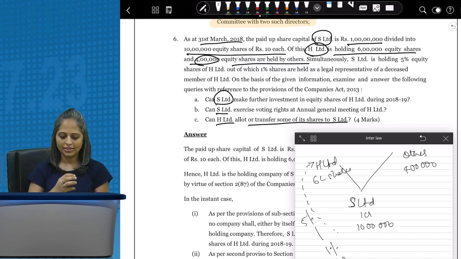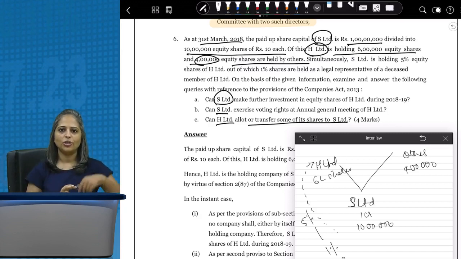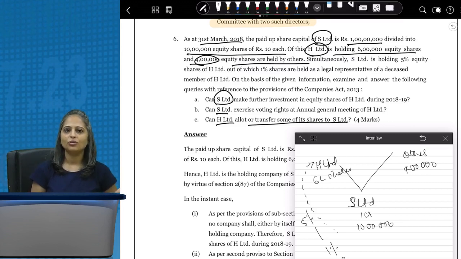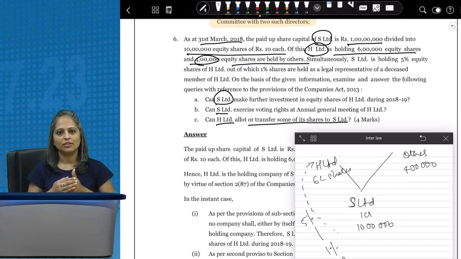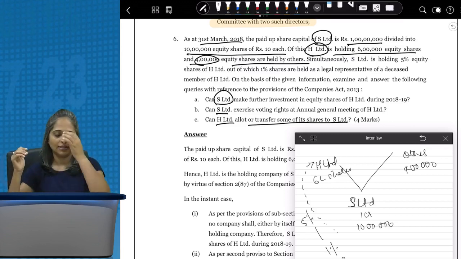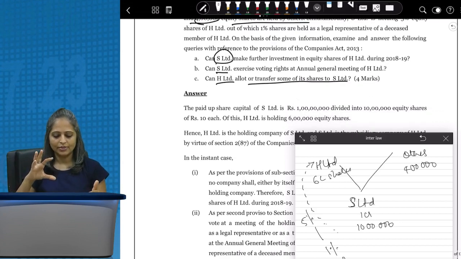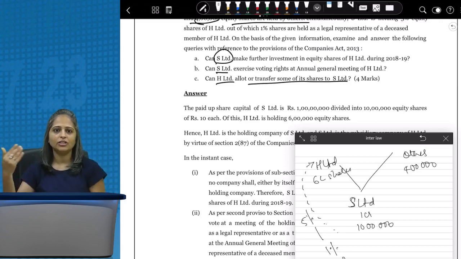And now understanding what are the questions asked. Can S Limited make further investment in equity shares of H Limited during 18-19? When we study about the holding subsidiary relationship, what does the Act say? That you cannot, as a subsidiary company, acquire further shares of the holding company. But if you are already holding shares of the holding company before you became the subsidiary of the company, you can continue to hold those shares as they are. But once you are a subsidiary of the holding company, you cannot acquire further shares in the company. Correct? So in this case, can S Limited make further investment in equity shares of H Limited? It cannot. It can continue to hold what it's holding, but it cannot make any further investment in the equity shares of the company.